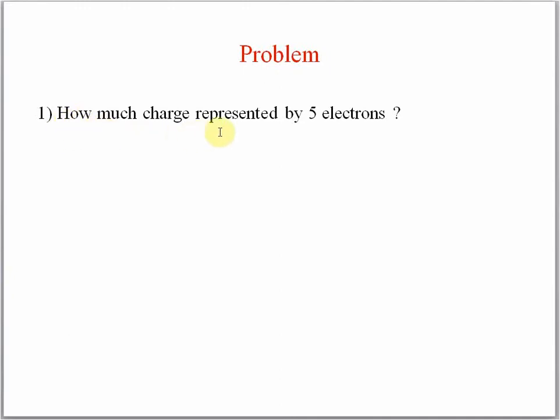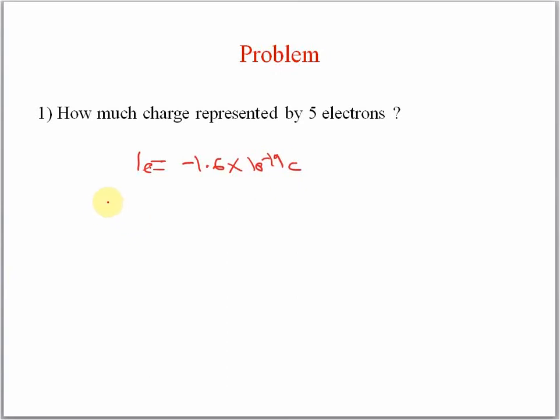How much charge is represented by 5 electrons? Okay, we have to solve this problem: how much charge is represented by 5 electrons. As we have mentioned earlier, 1 electron equals minus 1.6 into 10 to the power minus 19 coulomb charge.